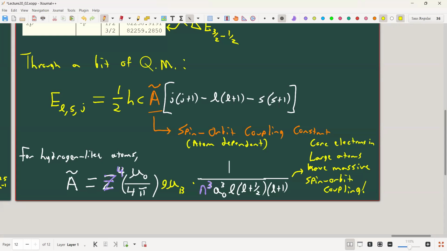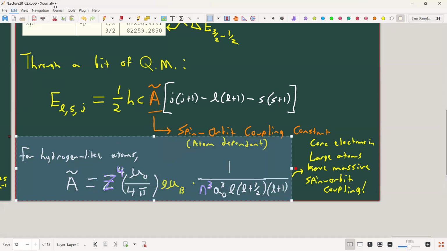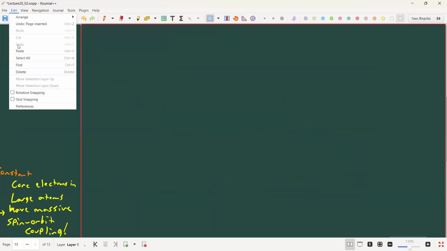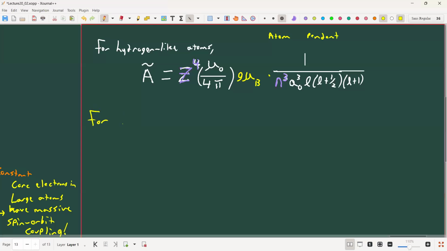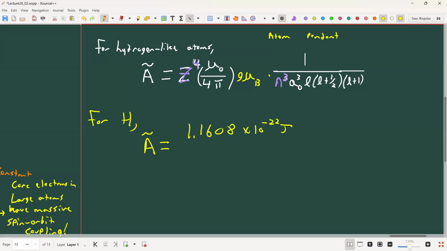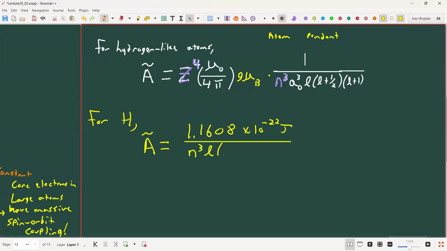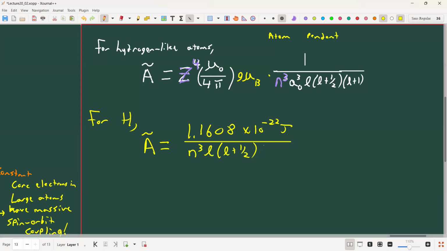All right, so let's just do a quick example. Go ahead and move this over. So for hydrogen, just as an example, this all simplifies to 1.1608 times 10 to the minus 22 joules divided by n cubed L plus 1/2 L plus 1.